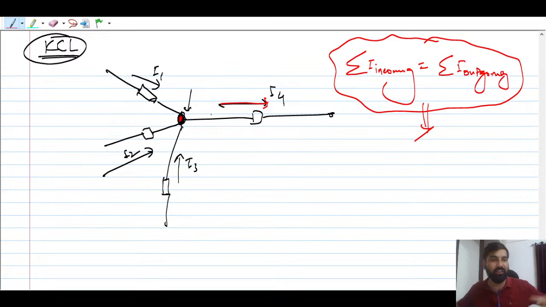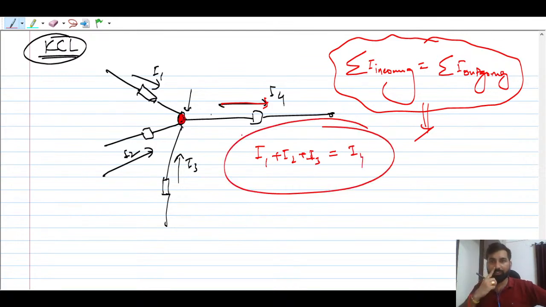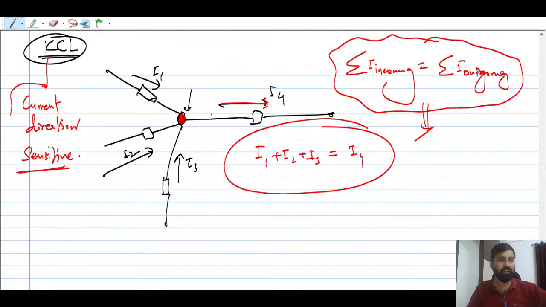What are the currents which are coming? Remember, you just write down the sum I1 plus I2 plus I3. And the currents which are moving away, you can say outgoing current, so this is I4, simple. Always remember, KCL is current direction sensitive. Please remember this.